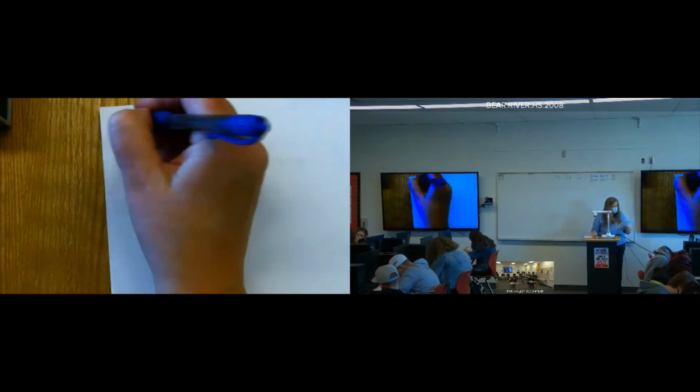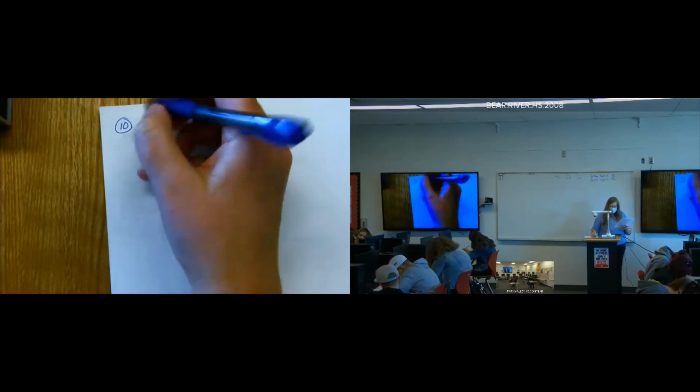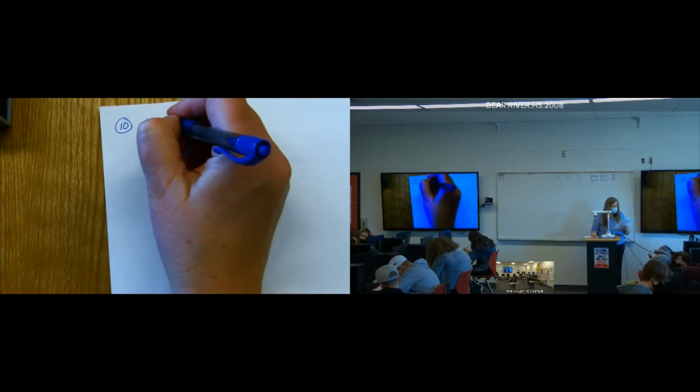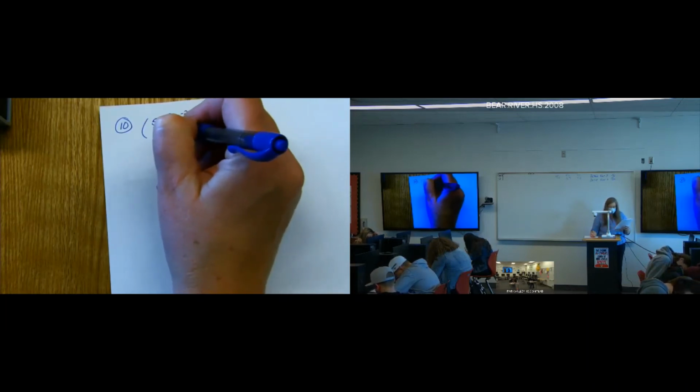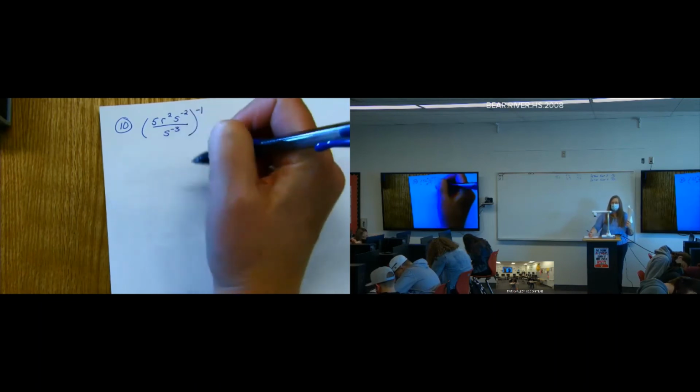9, 10. We're on 10. Here we go. 10 says 5r squared s to the negative 2 over s to the negative 3, all to the negative 1. I think Lexi needs a turn. Yeah, yes.